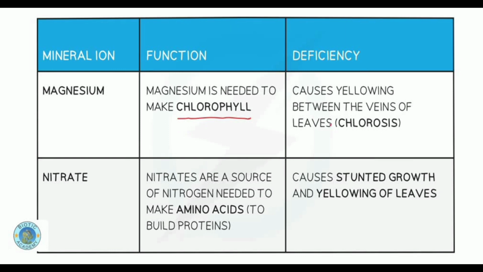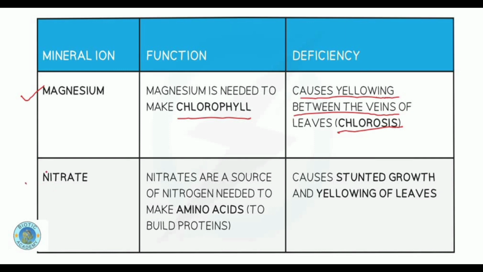If magnesium is lacking, the plant is unable to make enough chlorophyll. As a result, it won't be able to make enough glucose by the process of photosynthesis, and this lack of chlorophyll is reflected by this yellowing between the veins of the leaf. That condition is called chlorosis. Chlorosis is basically a condition where the leaf shows yellow shades in between the veins, which shows that the plant is lacking chlorophyll, and this lack of chlorophyll is due to the lack of magnesium ions.